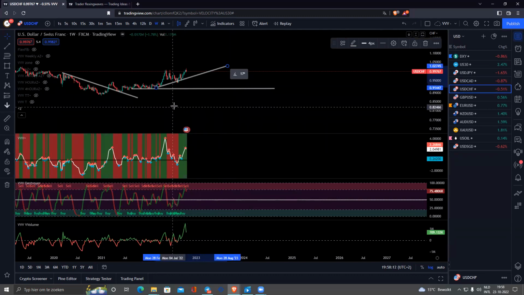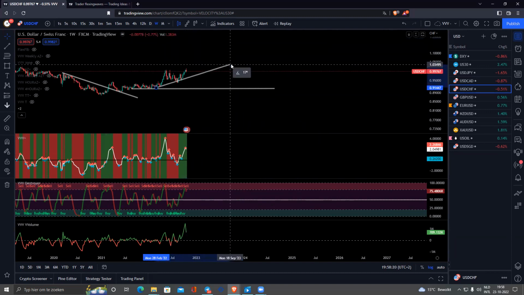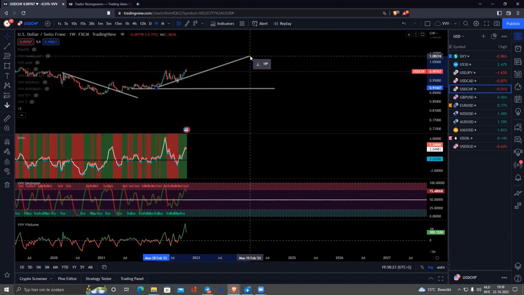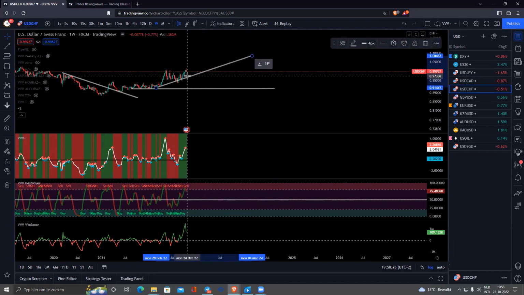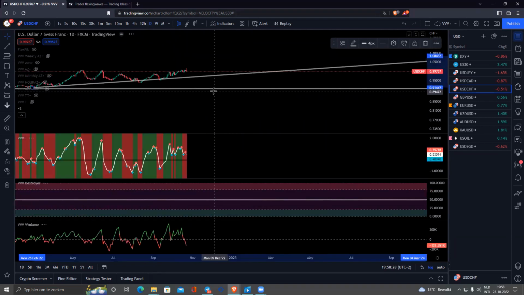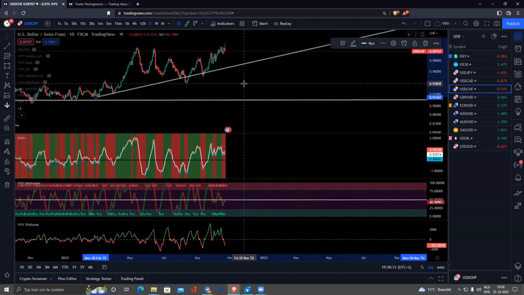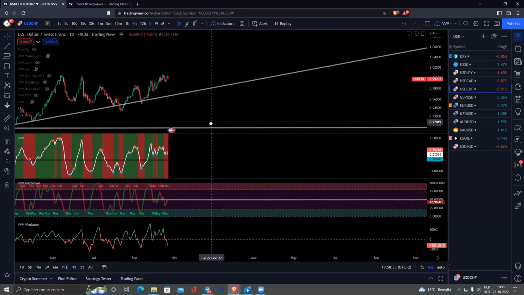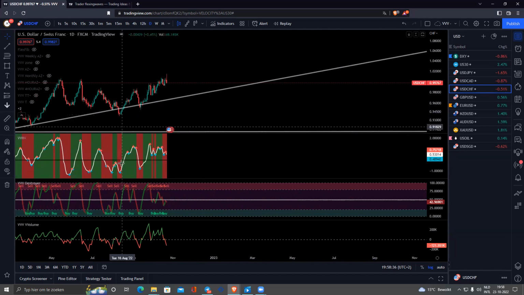Divergence. A fake out here. I want to see the price bouncing from this trend line, actually. This will be nice. So even on daily basis, which was drawn on weekly, you see the break as divergence. So those are the fake outs.